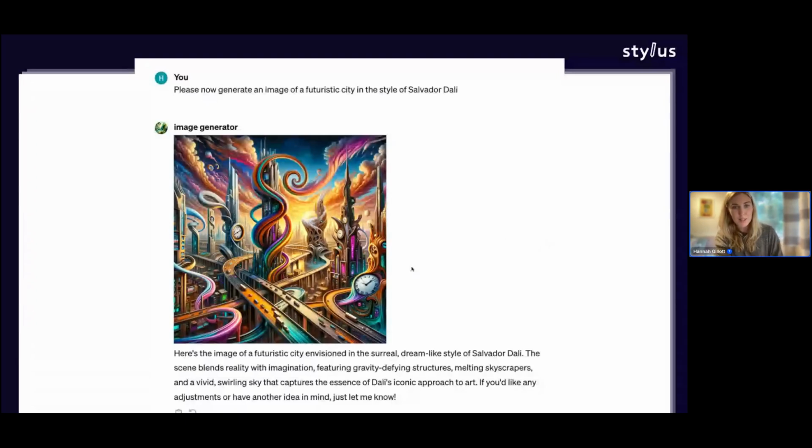And again, we've got the explanation down at the bottom there. So we've got the melting skyscrapers, the gravity-defying structures. It doesn't directly mention the clock faces, but that's something that if you're familiar with Salvador Dali's work, you'll know appears quite a lot within them. So this, again, context here is helping us to generate the exact image that we want. So when it comes to image generation, talking about things like a futuristic dystopian style setting, a gothic looking house will really help in terms of getting exactly what you want.